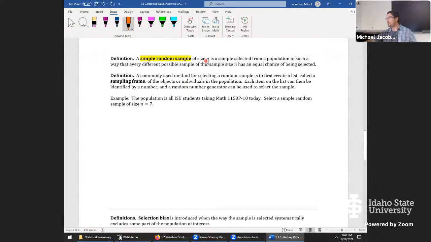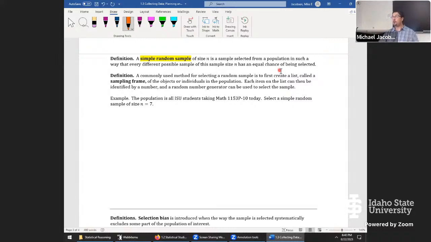For a simple random sample of size n, here's what has to happen. It is a sample selected from a population in such a way that every different possible sample of this size n has an equal chance of being selected. And the further I read that sentence, the more confused I kind of get. That is a very precise statement.